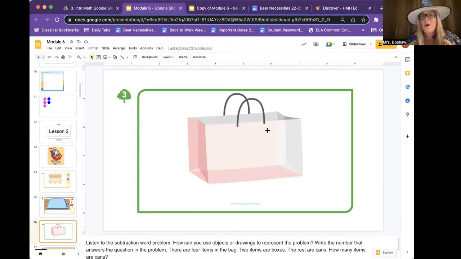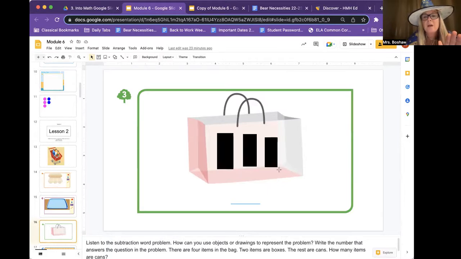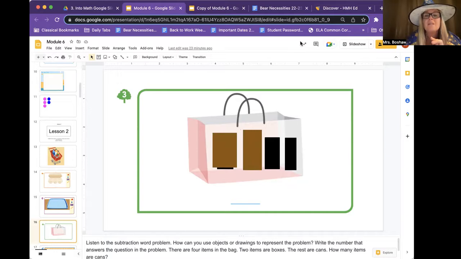So first, let's draw 4, because we know that's how many there are to start. 4 items in her bag. So we're just going to draw 4 items. Okay, 4. 2 of them are boxes. 1, 2 of them are boxes.